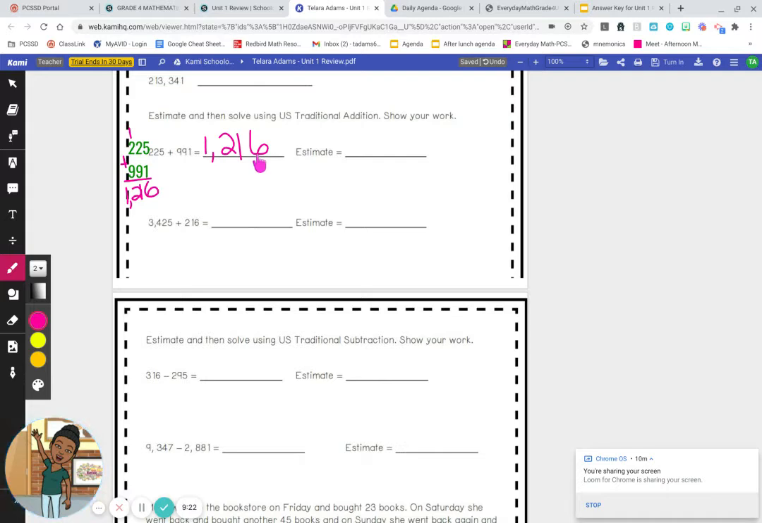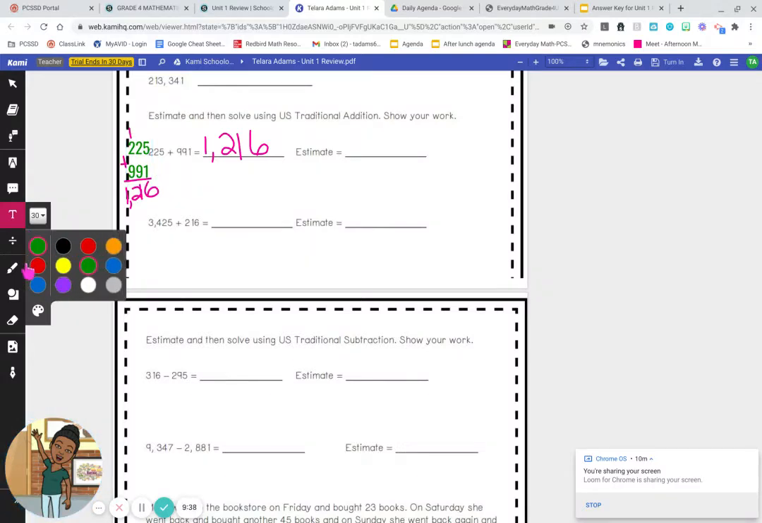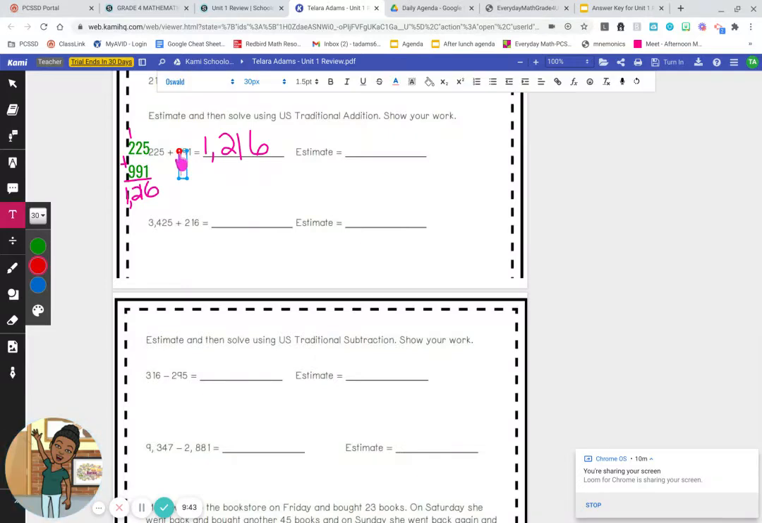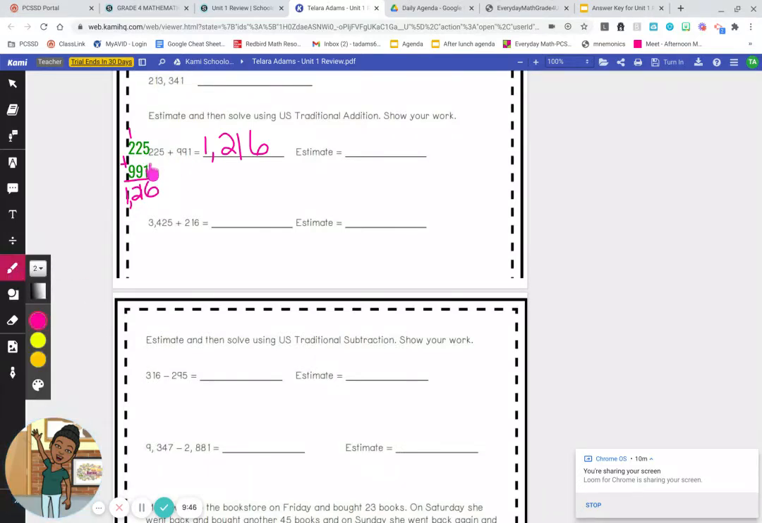You can do this a couple of different ways. And I want you to show me your estimate. Show me your estimate on your paper. So for 225, we can use front-end estimation. With front-end estimation, remember, we're using the first digit here, the highest place value. We're not rounding. We're just looking at these first numbers. So I would add 200 because 2 is my first number, plus 900. I'm not rounding. I'm just using my first numbers. That would be 1,100.